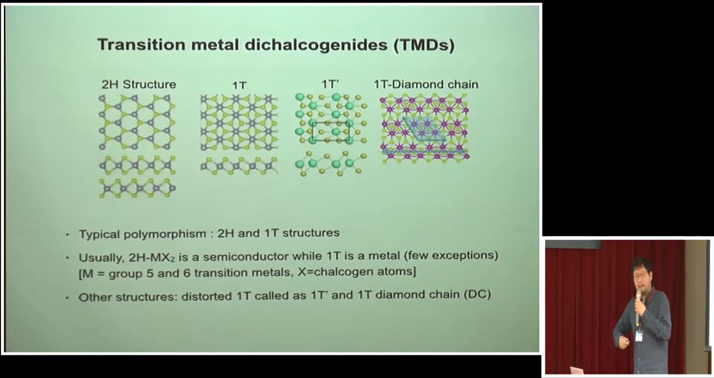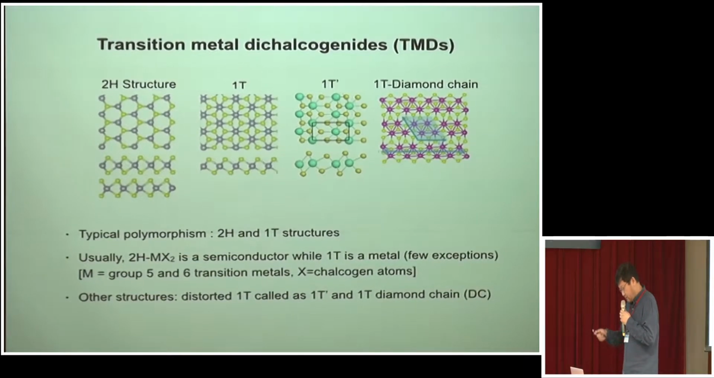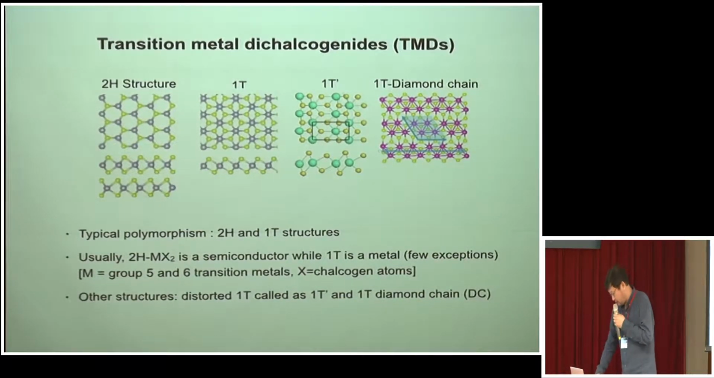This is some kind of static Jahn-Teller-like distorted 1T structure, so the transition metal forms a diamond-chain-like structure, but it's metallic. There is also another structure called the 1T diamond chain structure, usually found in rhenium compounds. So today I will focus on this.